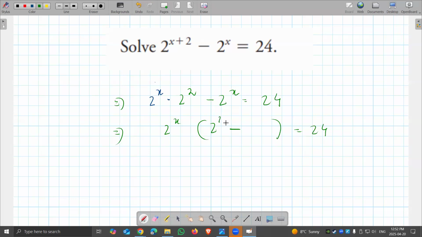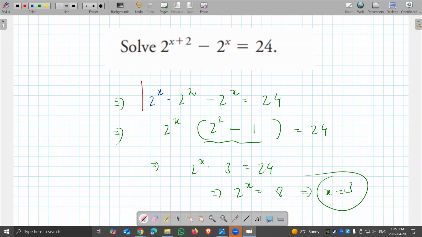Perfect. This is 4 minus 1. Do you agree? That's 3. And this is 8. So what's x? It's 3. Done. Easy peasy. So the hardest thing here was this. From here, it's grade 10.